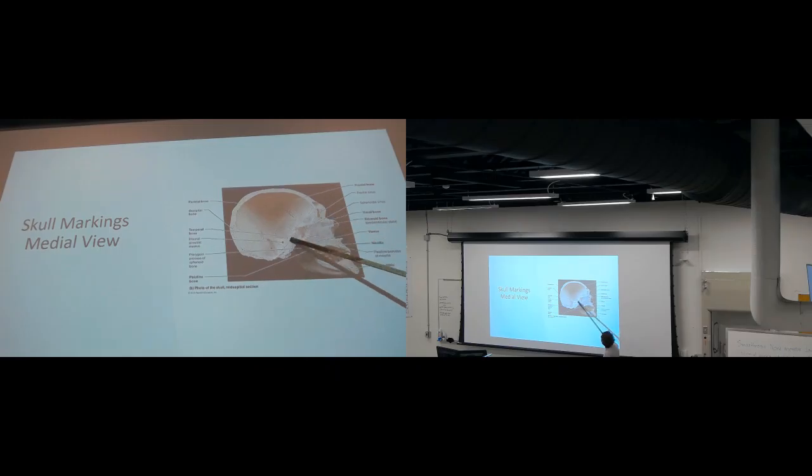Internally, again, you can see all these fossas, anterior, middle, posterior fossa, and then you can see the perpendicular plate of the ethmoid and then the vomer forming the nasal septum, the bony nasal septum. And this is the floor of the nasal cavity, the roof of the oral cavity. This is the hard palate made by the palatine bone and the maxilla here.